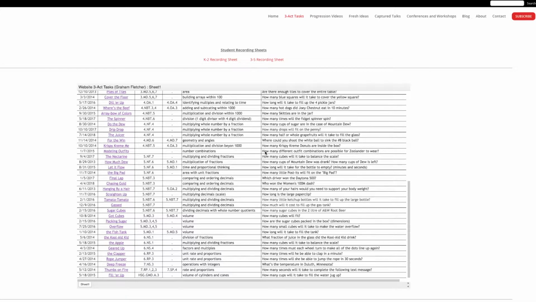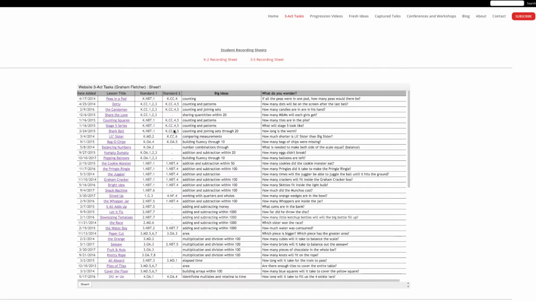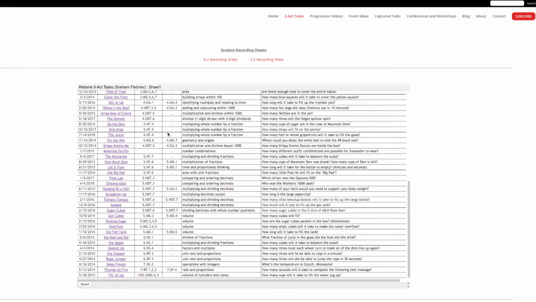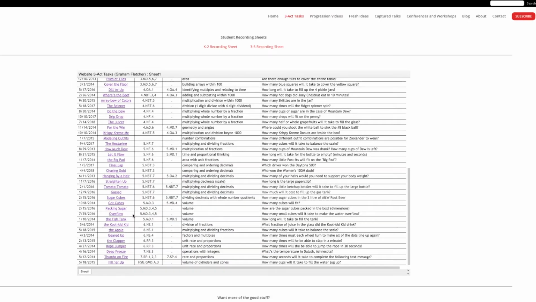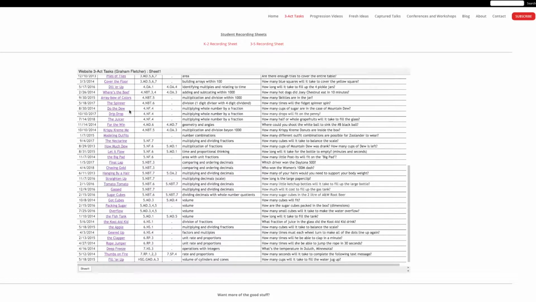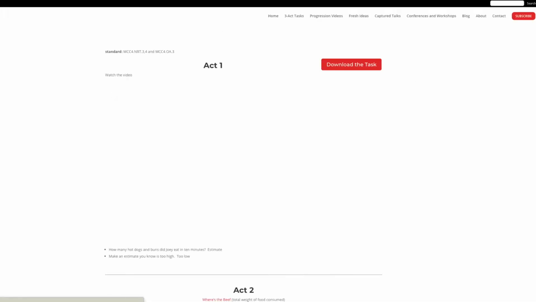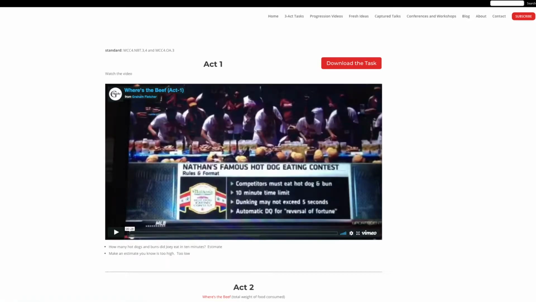So this is the 3-Act Task website, and the tasks are organized by grade level, and then within that, organized by the standard that goes along with it. So one of the ones that my students love is Where's the Beef, which is all about a hot dog eating contest. It just really gets the kids' attention. They're just really engaged. I think it's kind of gross, but the kids think it's awesome.